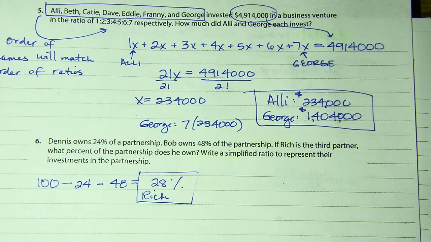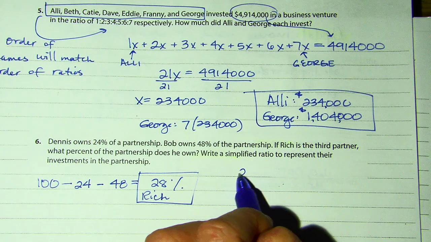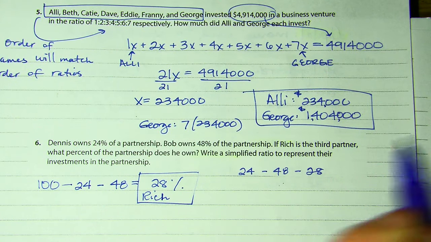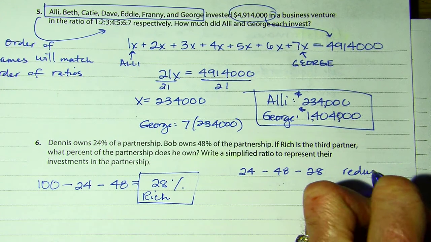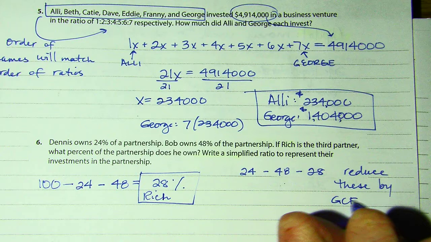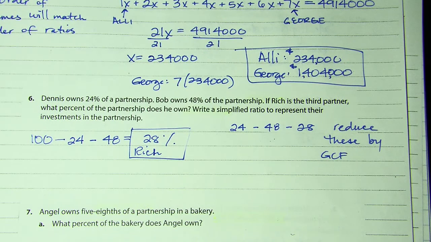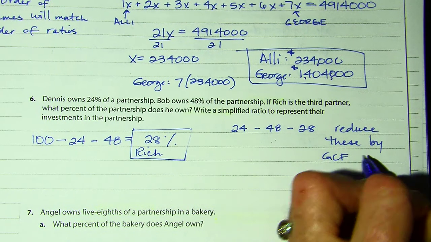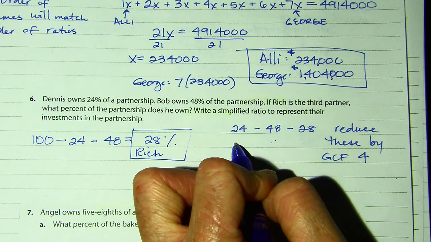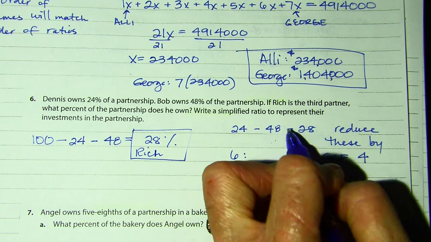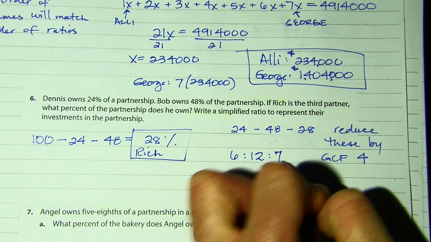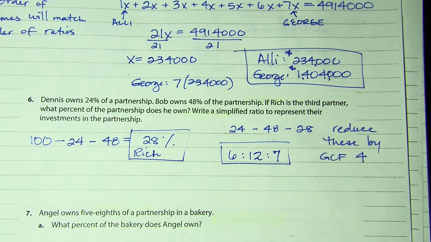Write a simplified ratio. So I have 24, 48, 28. Now I'm going to reduce these by the GCF, meaning the greatest number that goes into all of them. And the greatest number that goes into all of them is 4. So 24 divided by 4 is 6. 48 divided by 4 is 12. And 28 divided by 4 is 7. And so that is the ratio of this partnership.